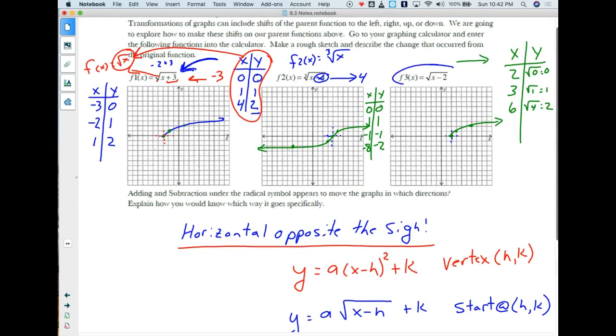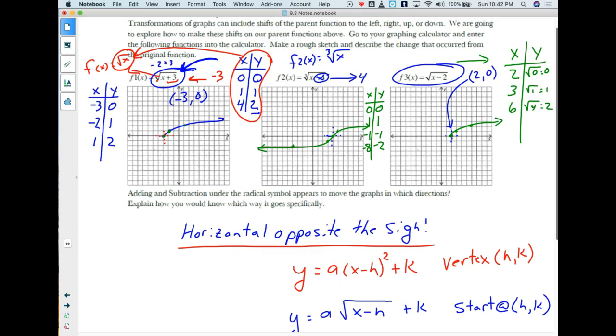Check it out. I started at h, k. And then I just graphed the square root of x from that h, k. Same thing here. I started at h, k.